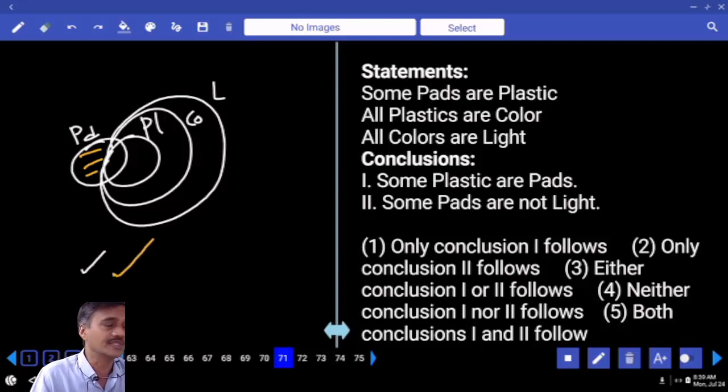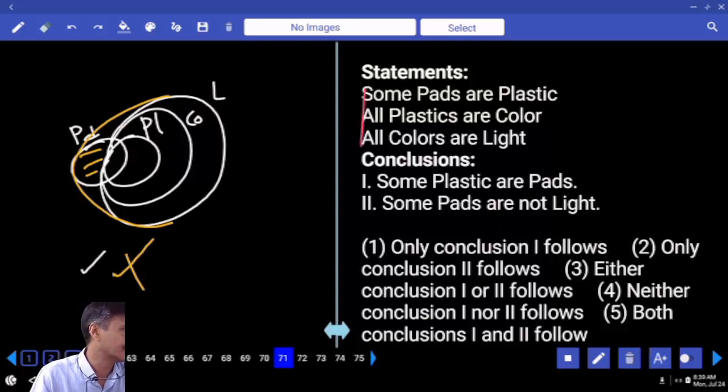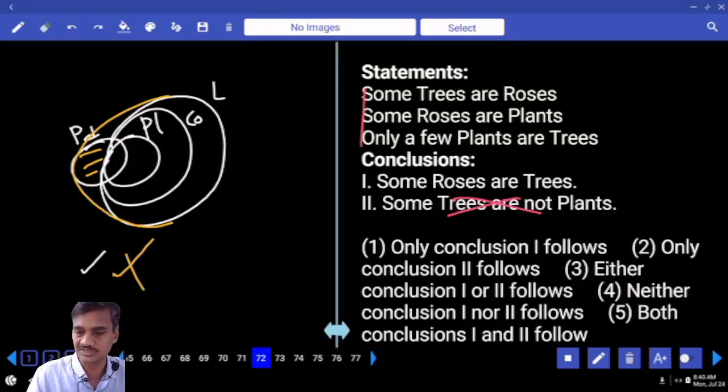Two conclusions: either all pads are light, or some pads are not light. To make the alternate diagram to the previous conclusion false, once again all the given statements are affirmative. With affirmative statements, a negative conclusion cannot be made false. We can make that one false in any way, isn't it? Hence, what is your answer? Only one, that is choice one, question number 71.